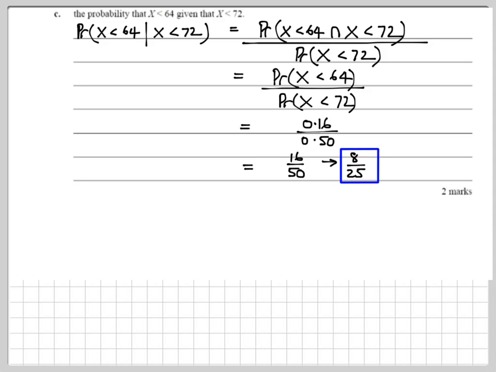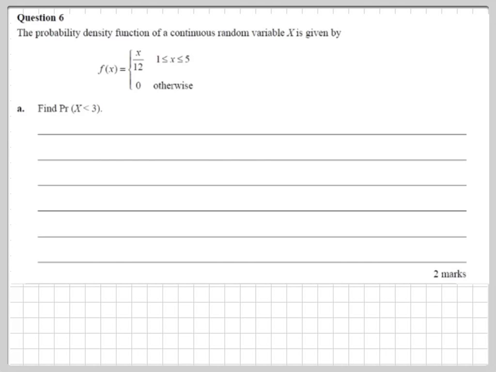Yeah. 0.32, I mean, not 0.34, 2 16s are 32. 8 over 25 will do it. You do have to do an exact answer, but you haven't got your calculator anyway, so that won't be much of a problem. Alright, so let's keep going.